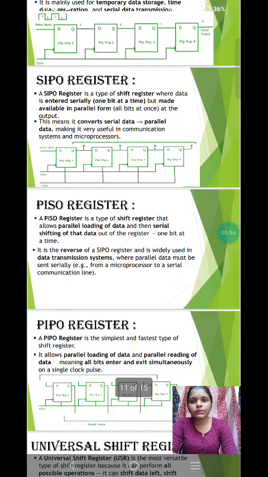Serial input parallel output resistor. A serial input parallel output resistor is a type of shift resistor where data is entered serially, one bit at a time, but made available in parallel form at the output. This means it converts serial data to parallel data, making it very useful in communication systems and microprocessors.